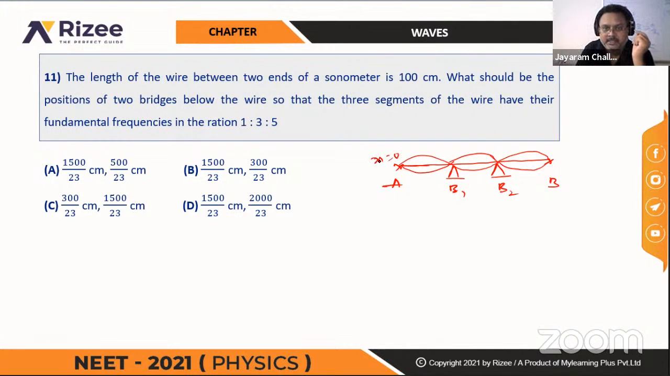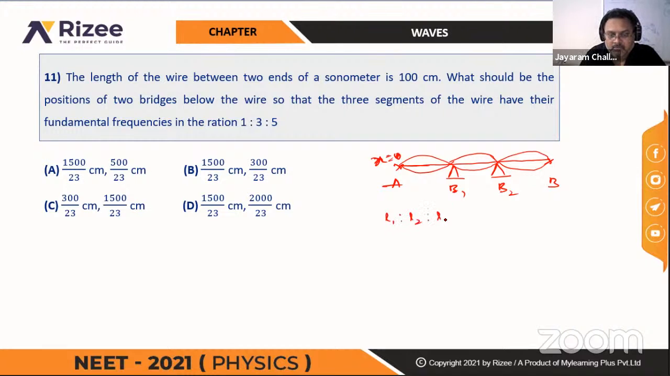He is asking their locations of the bridges, first bridge and second bridge, if this is being taken to be as an origin. If this is considered as an origin, where am I placing B1 and where am I placing B2, so that you can obtain in the case of frequencies, fundamental frequencies are in the ratio of 1 is to 3 is to 5 for all these cases. So length and frequency are inversely proportional to each other.